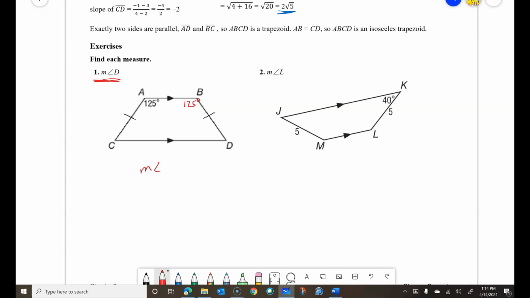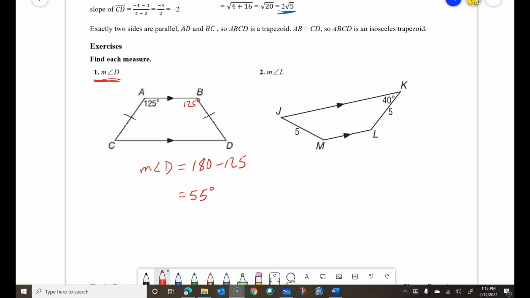But the measure of angle D does not equal 125. These are consecutive interior angles off of parallel lines, right? Remember, when we cross parallel lines with a transversal and we have consecutive interior angles, they are supplementary. They're going to add up to 180. So in this case, in order to find the measure of angle D, we want to take 180 and subtract 125 from it. So the measure of angle D would be 55 degrees.